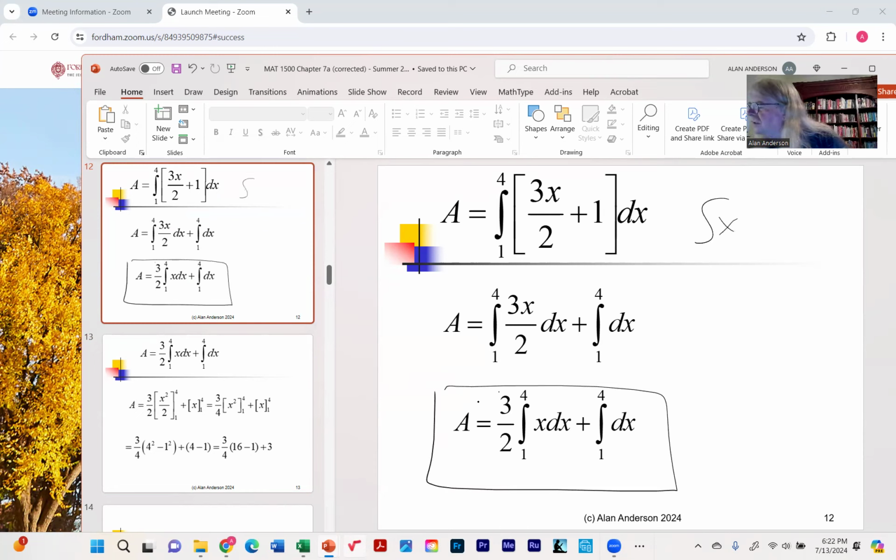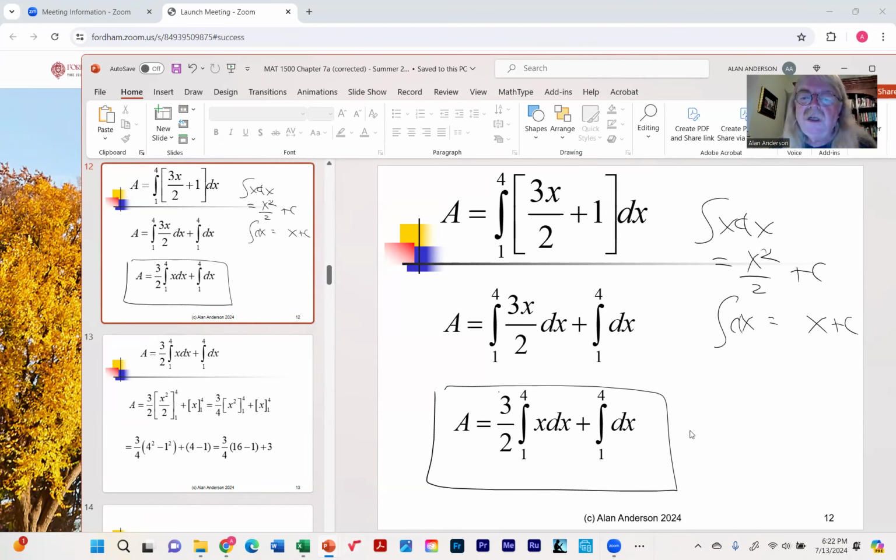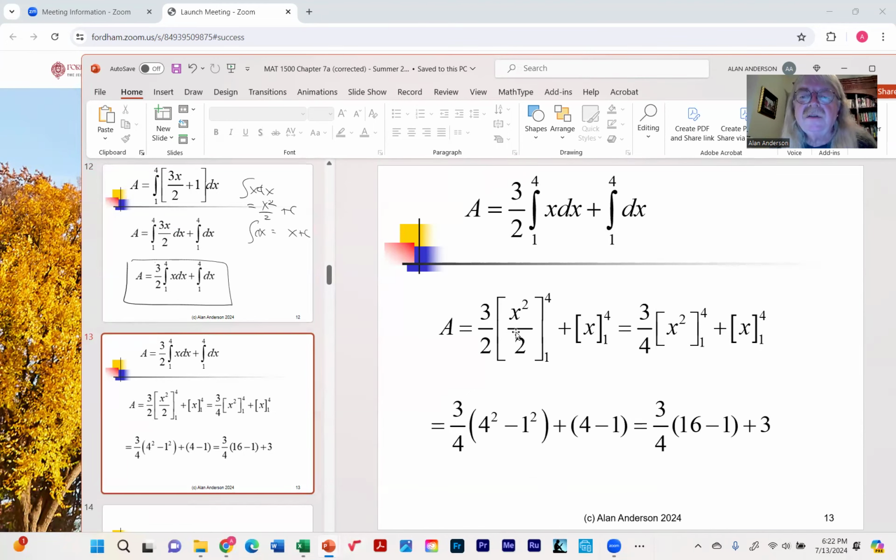And of course, the integral of x dx is simply x squared over 2. Now, in this case, it's a definite integral, so we don't need the constant. And the integral of dx rather, is simply x. Okay. If it's a definite integral, we don't need the constant. So here's what we end up with. 3/2 times x squared over 2, evaluated from 1 to 4. And then, so that would be the result of integrating that first term. The second term is the integral of x, or we evaluate x from 1 to 4. Now, how do we do that, by the way?